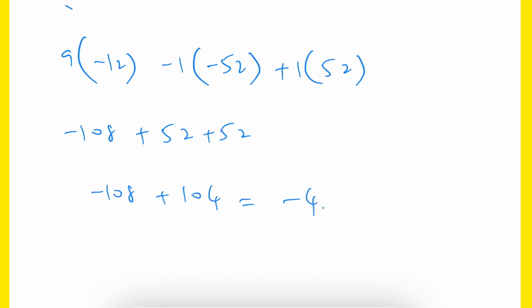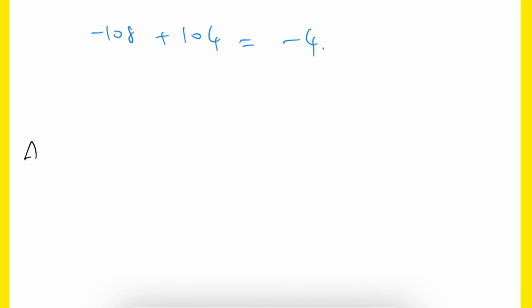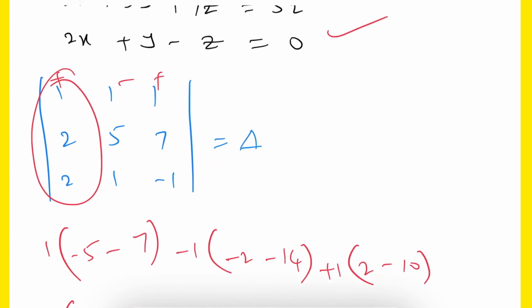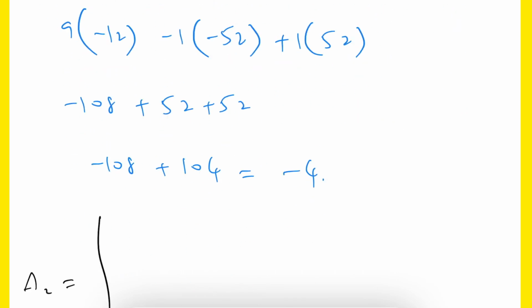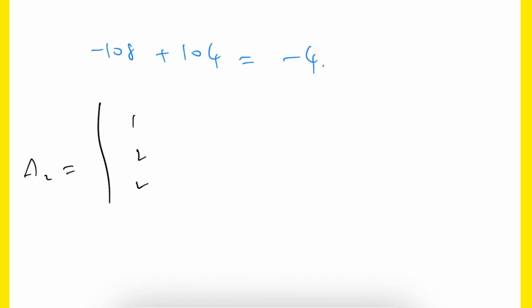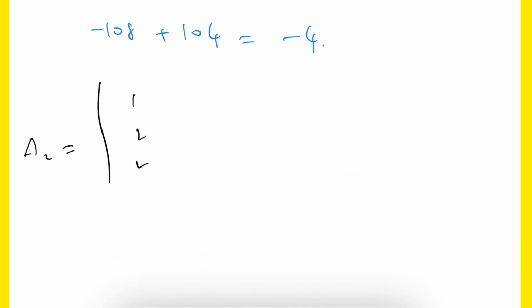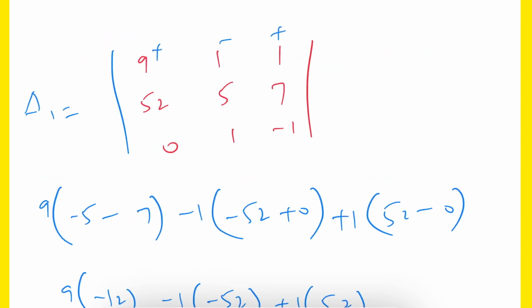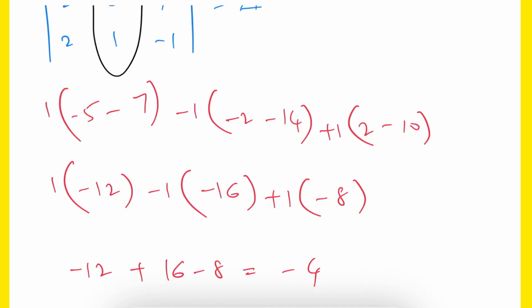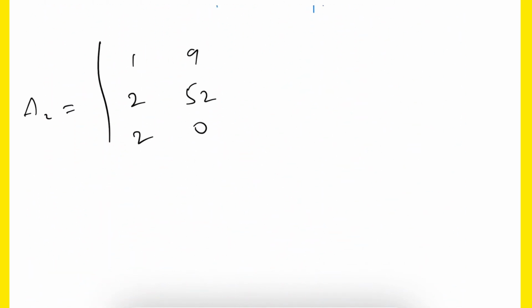Now let us move to the delta 2 value. Delta 2 is nothing but the first column as it is, and the second column we need to replace. First column as it is, that is 1 2 2. Now the second column is 1 5 1 0 0, that should be replaced with 9 5 2 0. 9 5 2 and 0. Then the third column will be as it is again, that is 1 7 minus 1. Okay, let us write the determinant for this.